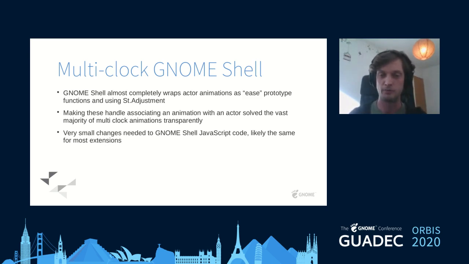But GNOME Shell pretty much completely wraps all the animations into a few helper functions or a helper object. These so-called ease functions take actor properties, an initial value and a final value, and then create a transition of a smooth movement between the two. And an adjustment is similar to that. We just fixed these two kinds of animation methods to automatically find the right actor, and then it just kind of worked.